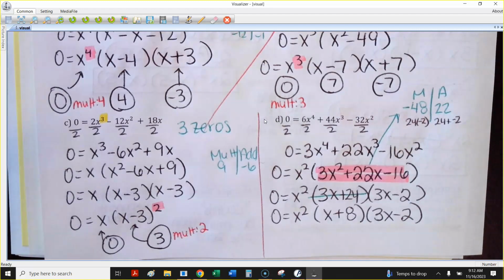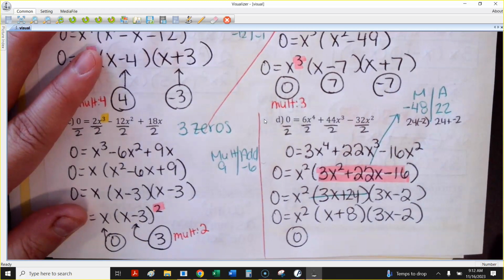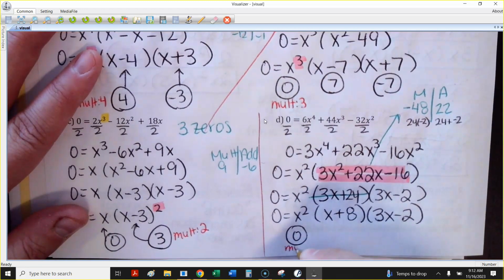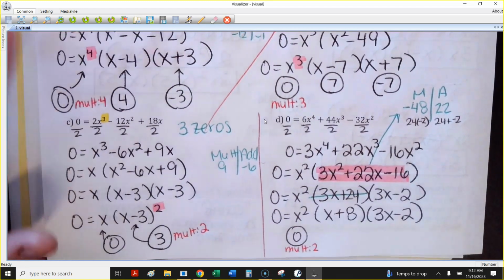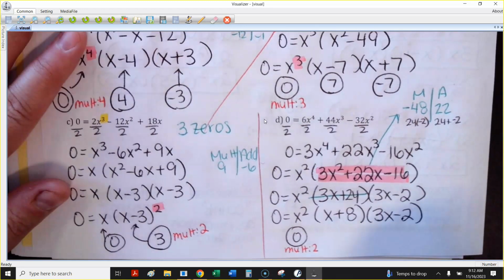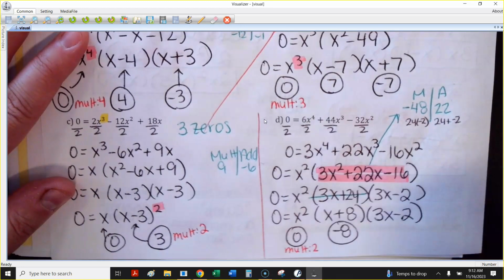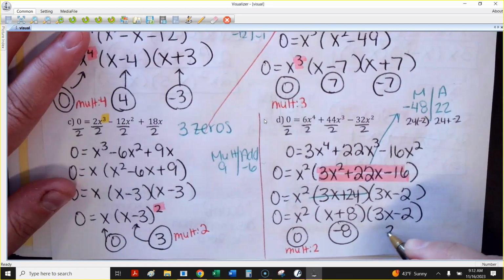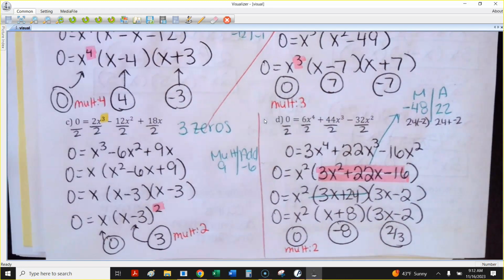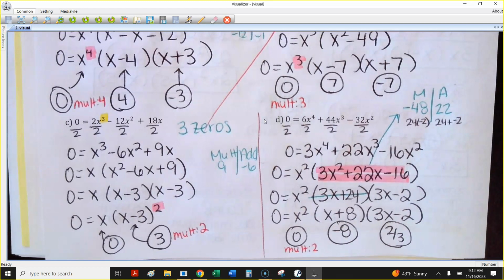Now, I should have 4 answers here. So 0 out in front, and that's got an exponent, so that has a multiplicity of 2. So that counts twice. So there's 2. Then negative 8 would be the third answer, and 2/3 would be the fourth answer. Is anybody having a question?